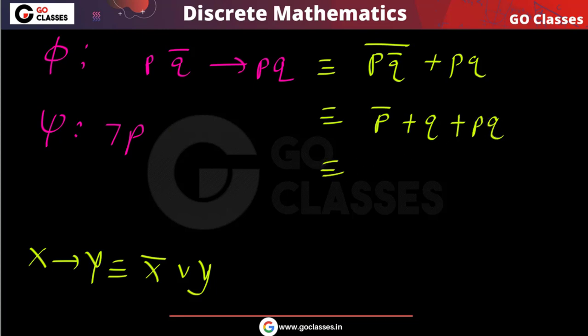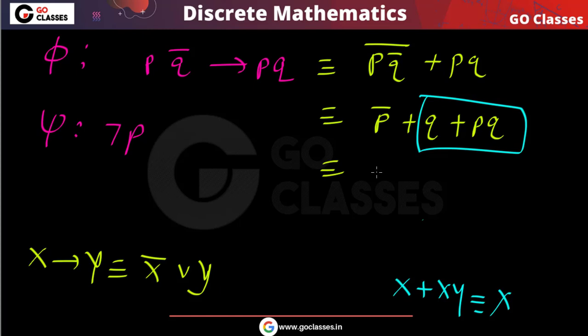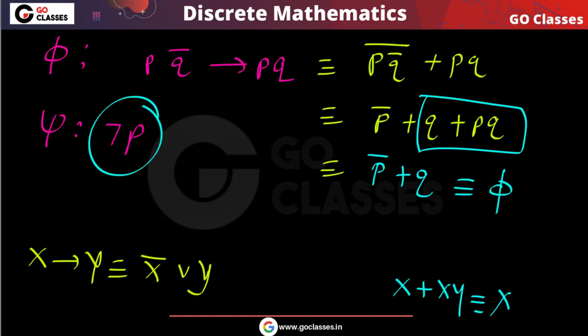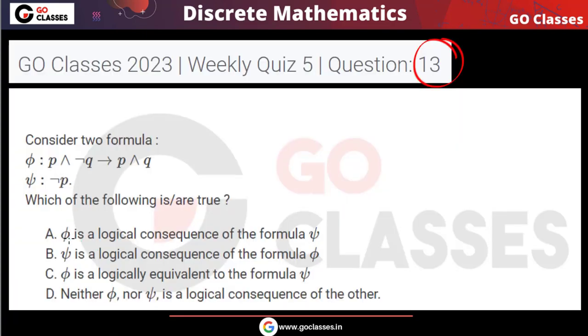Okay, now what you can do, this is actually q. Here you can apply the absorption law. The absorption law says that x or xy is simply the same as x. So this will be p bar or q. Now this is phi. You remember, this is phi and psi is p bar. Now the question is saying that phi is a logical consequence of psi.